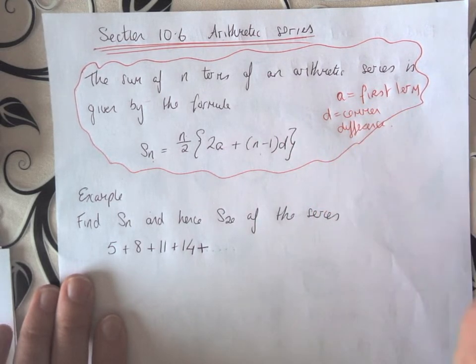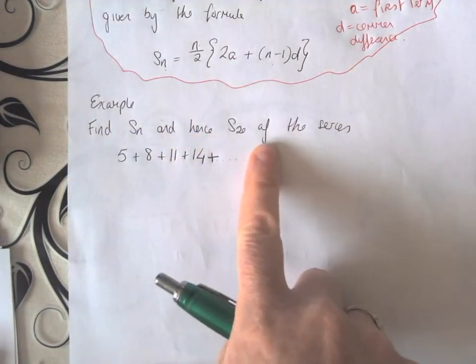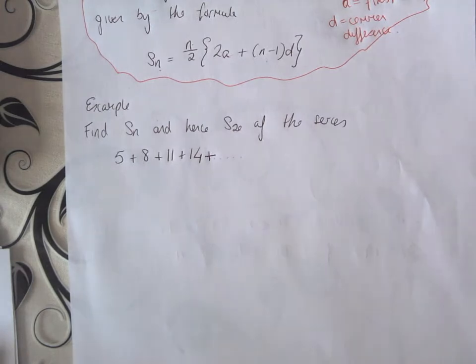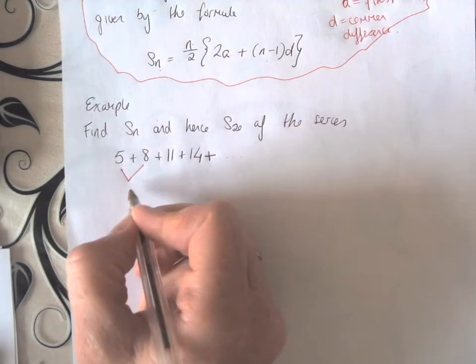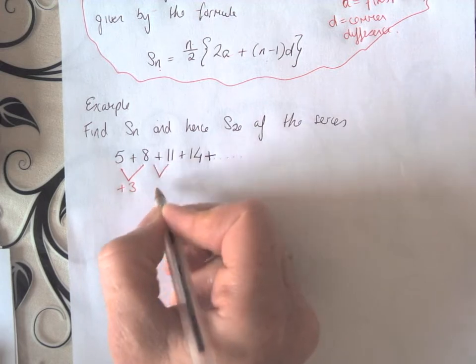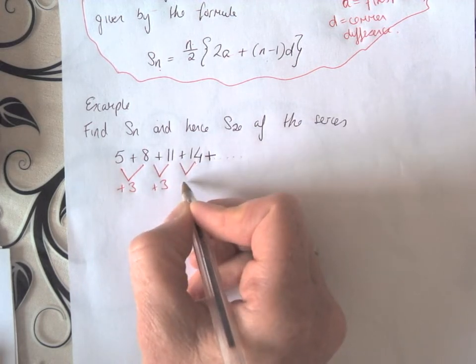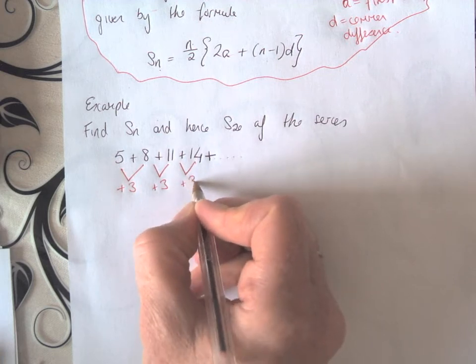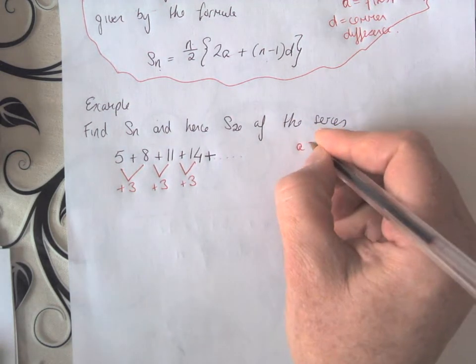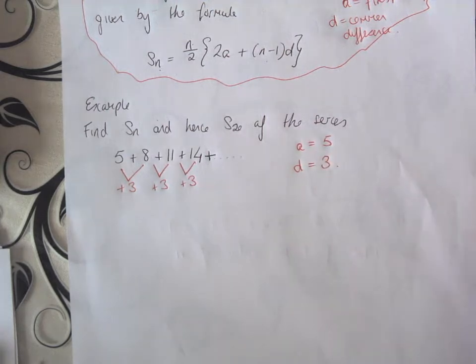Okay, so we'll do an example. Find Sn and hence S20 of the series. So again we look and we see, what do I do to get from 5 to 8? I add 3. What do I do to get from 8 to 11? I add 3. And how do I get 14 from 11? I add 3. So A is my first term, which is 5. D is what I'm doing each time, which is plus 3.